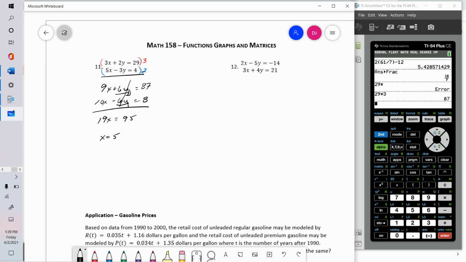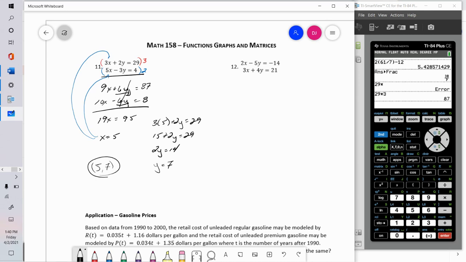Once I have x equals 5, I take that value 5 and plug it in either into the top equation or into the bottom equation. It makes no difference. I'm going to plug it into the top one. 3 times 5 plus 2y equals 29. 15 plus 2y equals 29. Subtract 15 from both sides. 2y is 14. Divide both sides by 2. And y is 7. So my solution is the point 5, 7.